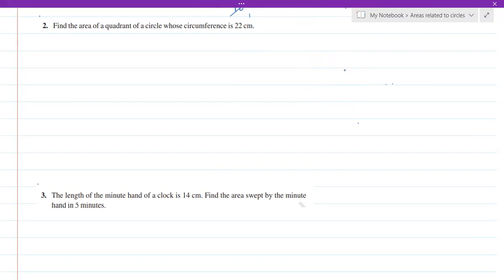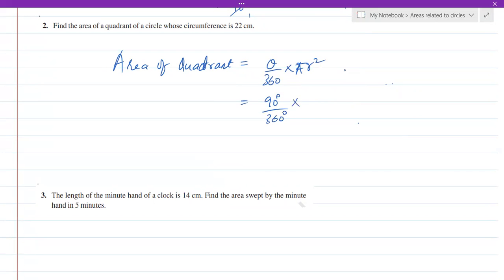Let's derive the formula for the area of a quadrant. That will be very easy. You can also note down this formula. A quadrant is also a sector, so we use the sector formula, theta by 360 into pi r square. Theta is 90 degrees, because in a quadrant theta is 90 degrees. So 90 by 360 degrees into pi r square. 90 ones are 90, 90 fours are 360. So what you're left with is 1 by 4 pi r square.